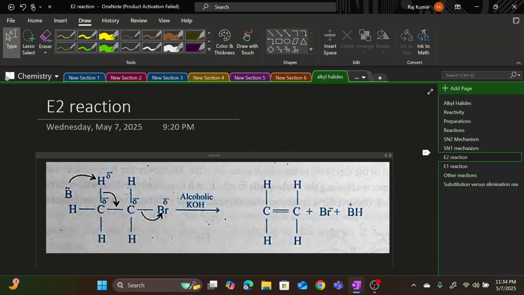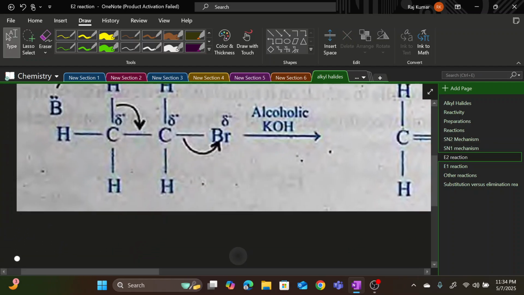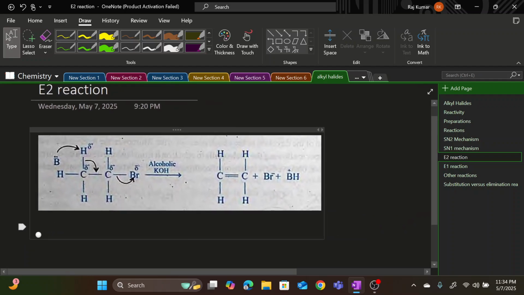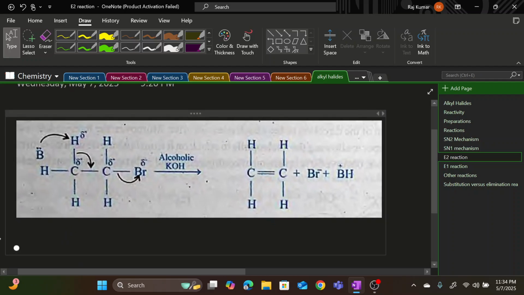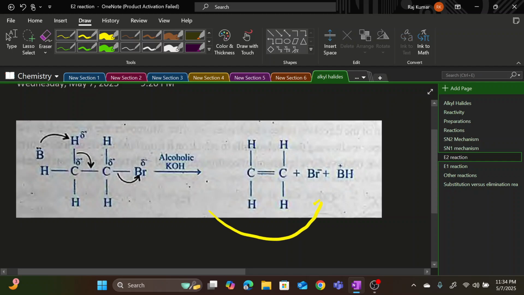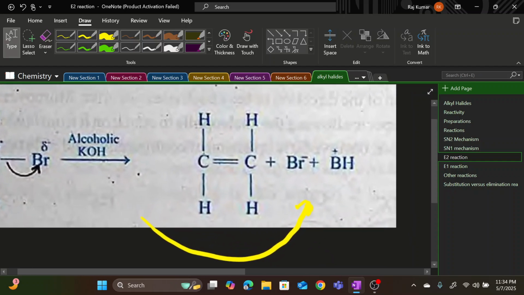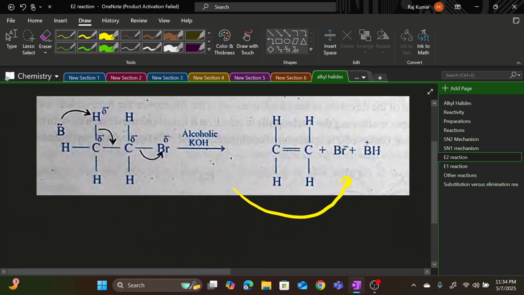If you talk about the E2 reaction, it proceeds in such a manner that there is a direct formation of a transition state, and from the transition state there would be the formation of an alkene, a bromide, and then an H2O bond. So this is how the entire reaction works.